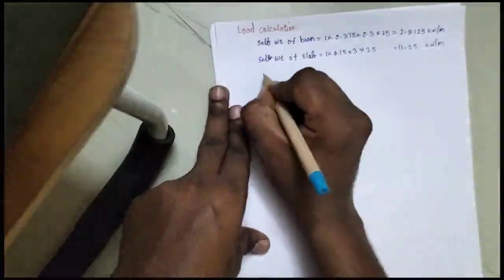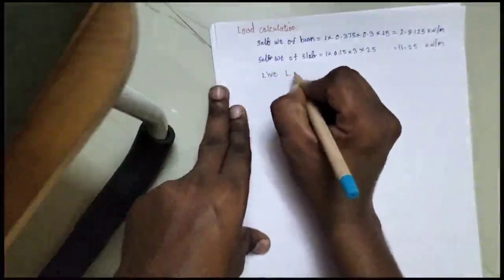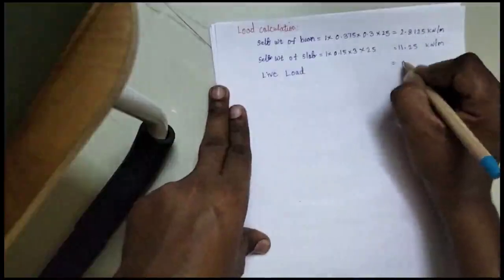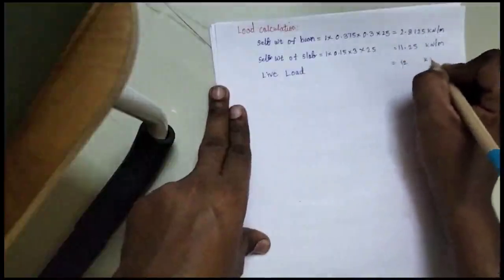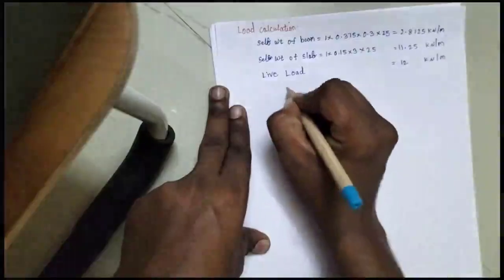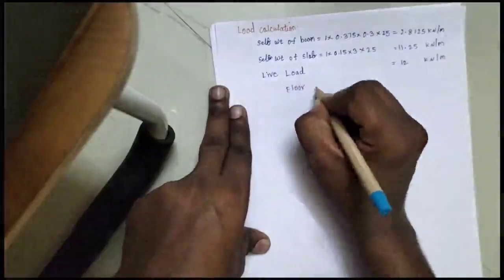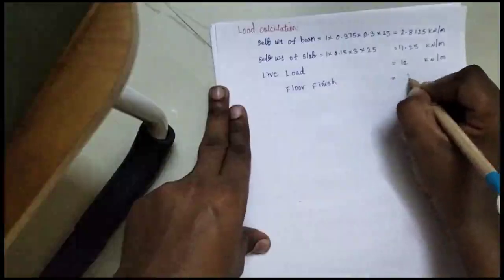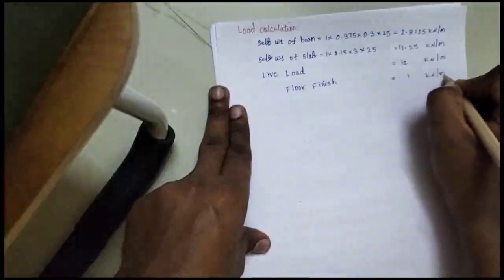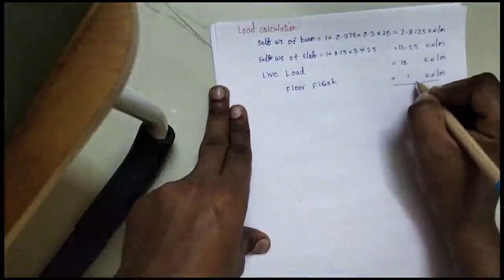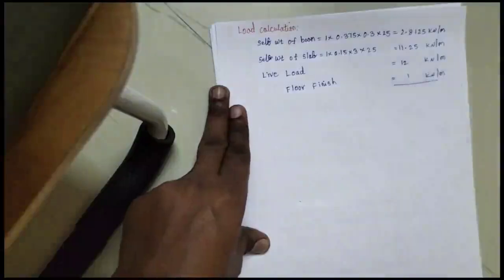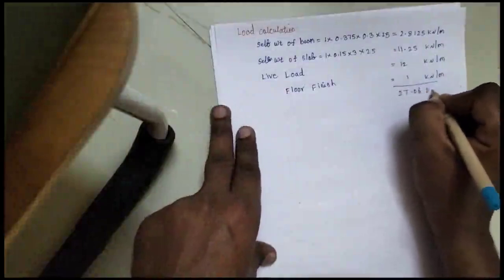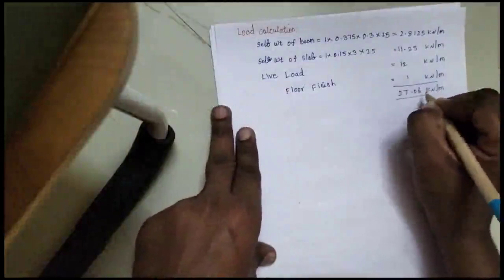And I know the live load, as I have already calculated in the previous step, that is load on the beam is 12 kilonewton per meter, and I am going to consider a floor finish load of 1 kilonewton per meter. So if we calculate the overall load, then this overall load will be 27.06 kilonewton per meter. So this will be my service load.